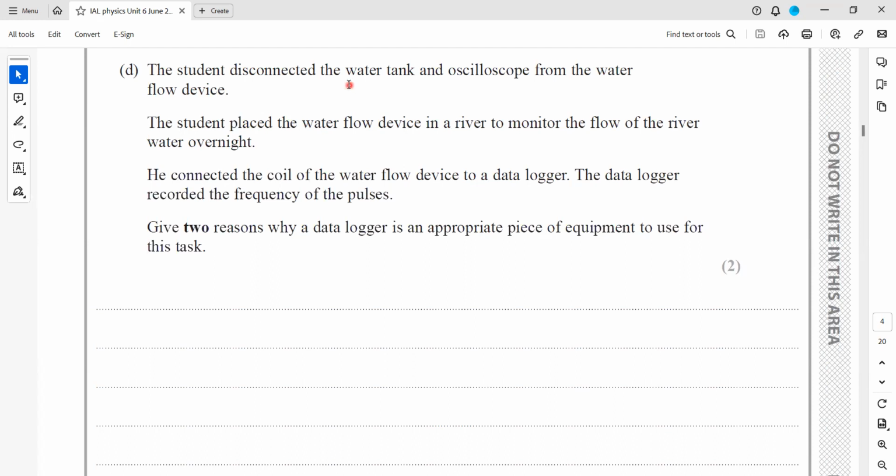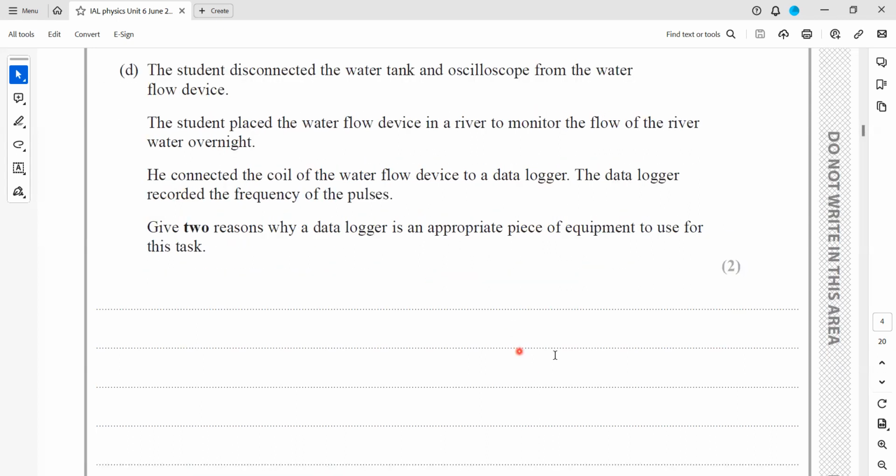A student disconnected the water tank and the oscilloscope from a flow device. The student placed a water flow device in a river to monitor the flow of the river water overnight. He connects the coil of the water flow device to a data logger. The data logger records the frequency of the pulses. Give two reasons why a data logger is an appropriate piece of equipment to use for this task.